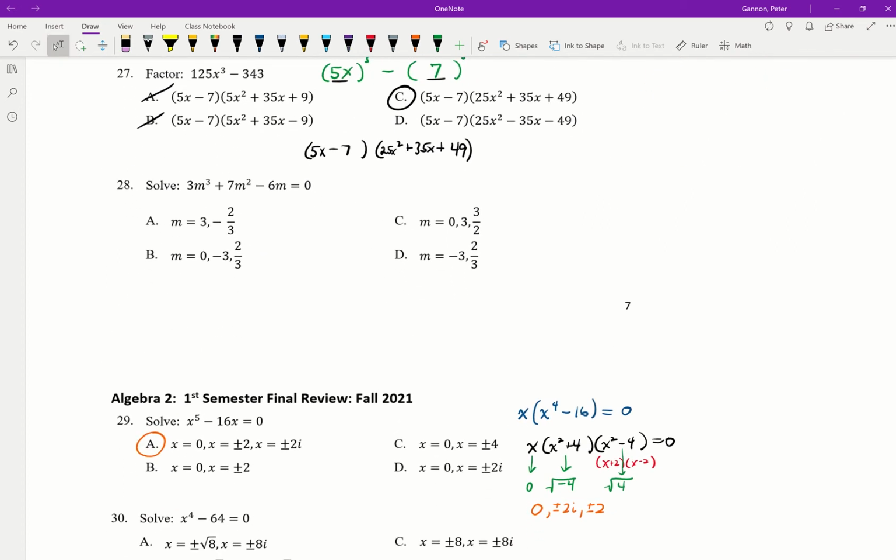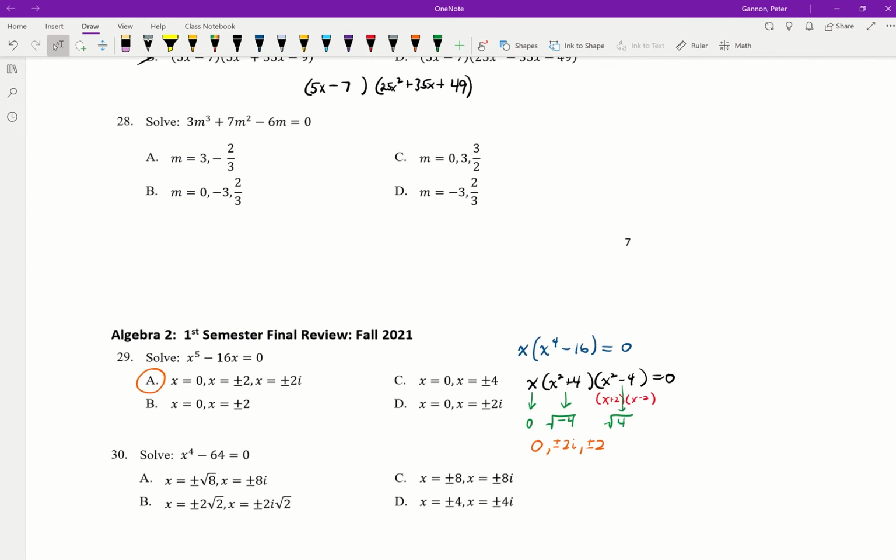Moving on to number 28. This time we have directions to solve. Going back, we have variables in more than one location. So we want to set it equal to 0 and then work to factor. It's already equal to 0. We want to start by looking for a greatest common factor. All I notice is that they all have at least m in common. So we've got m, then you're going to have 3m squared plus 7m minus 6 equals 0.